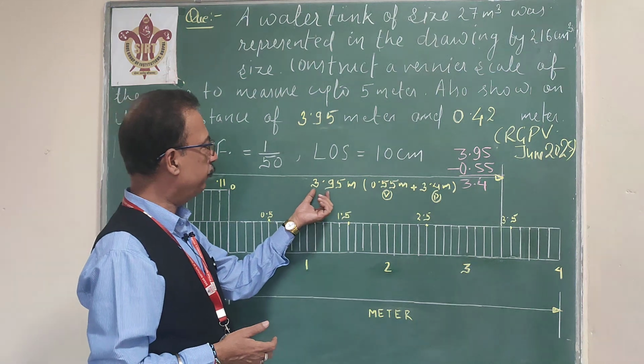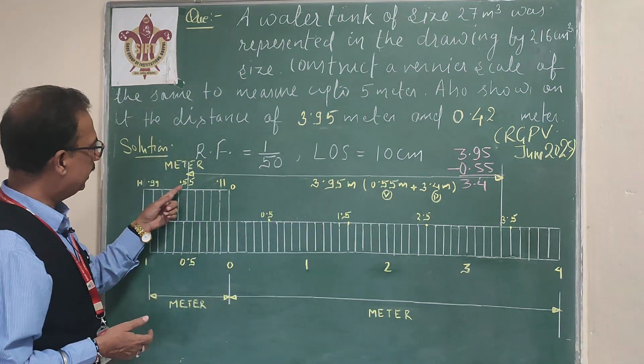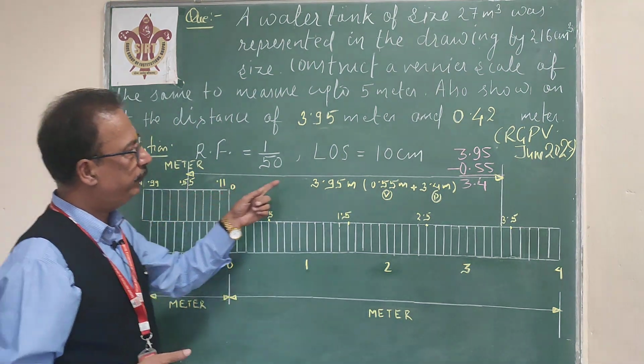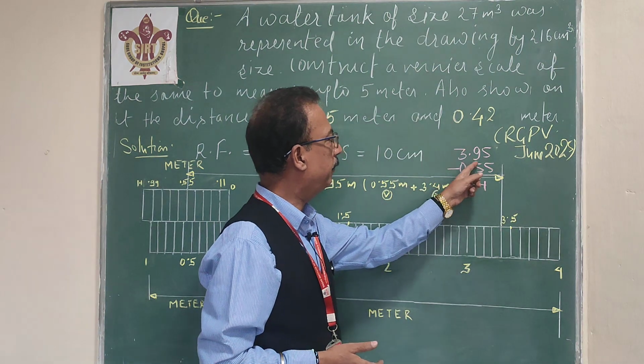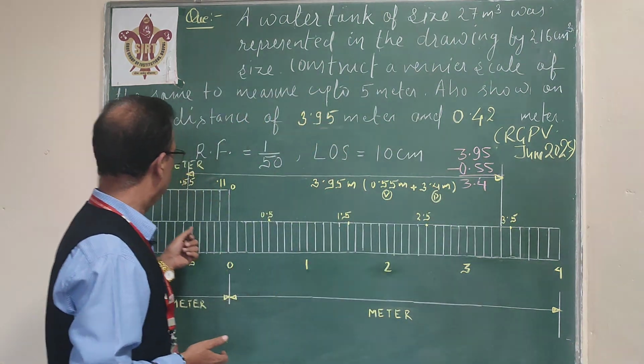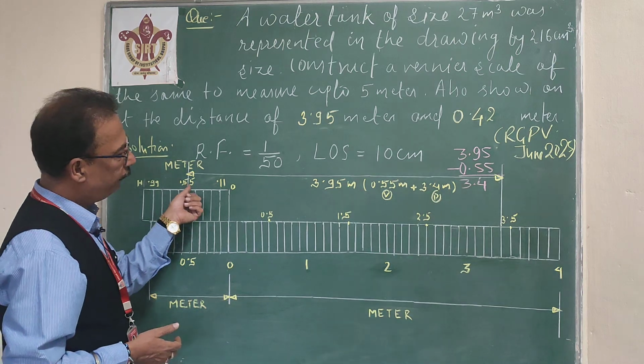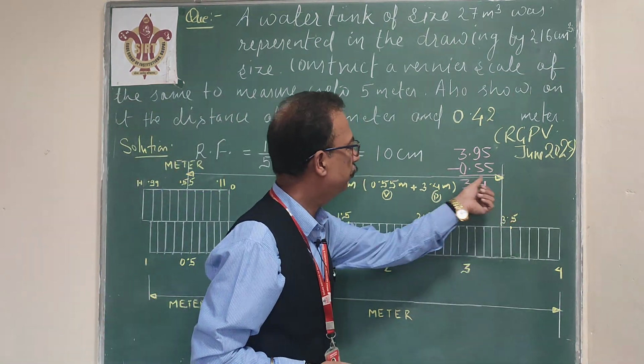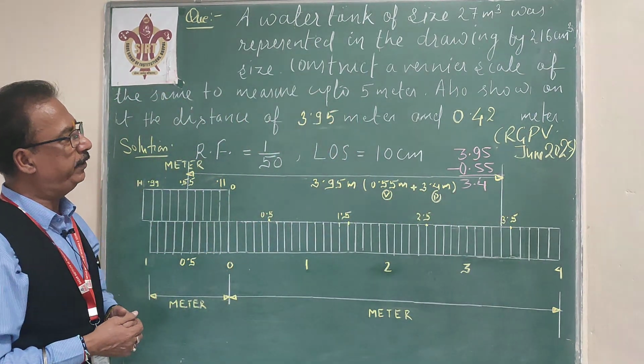Now we want to find out 3.95. So we will start from 0.55. If we add 0.55 to 3.4, the value will be 3.95. So the lengths will be 0.55 and 3.4, and this distance will be 3.95.